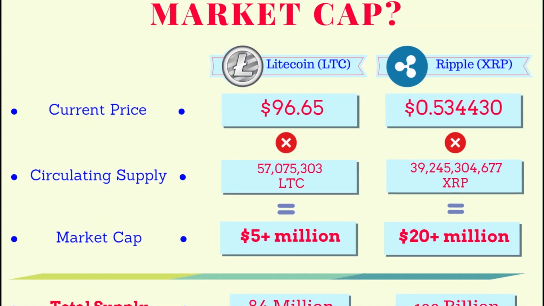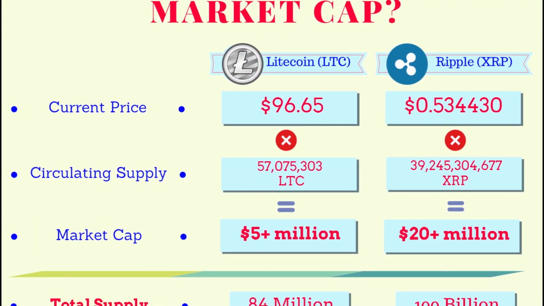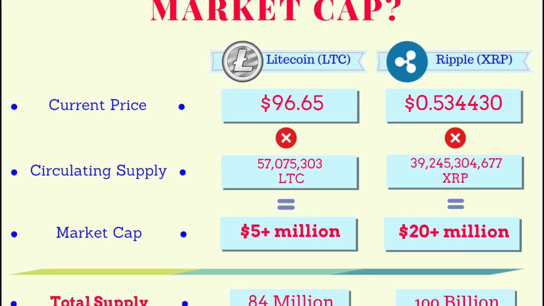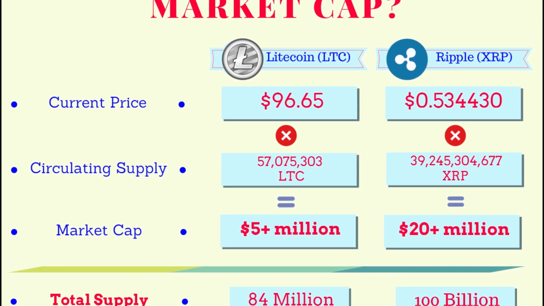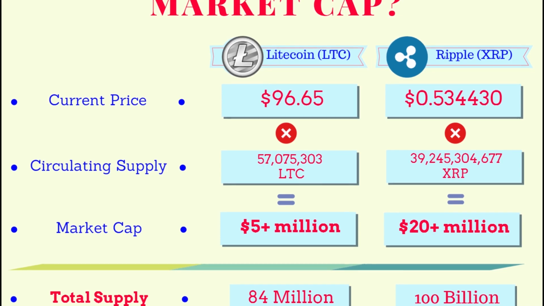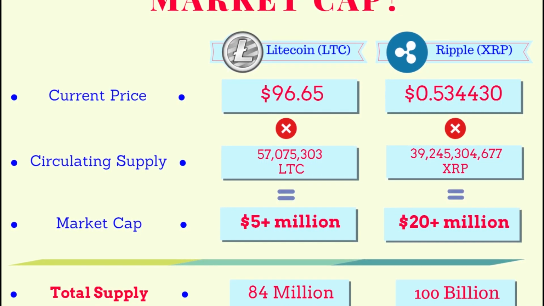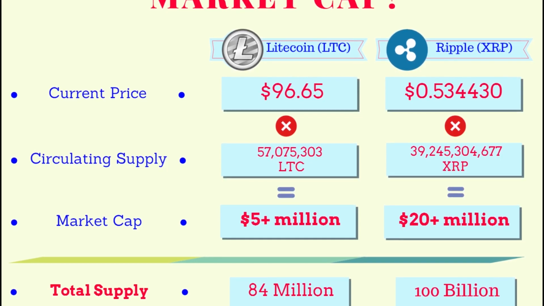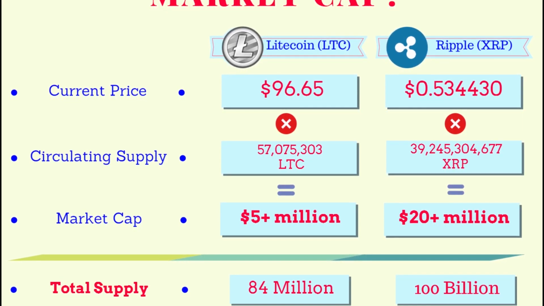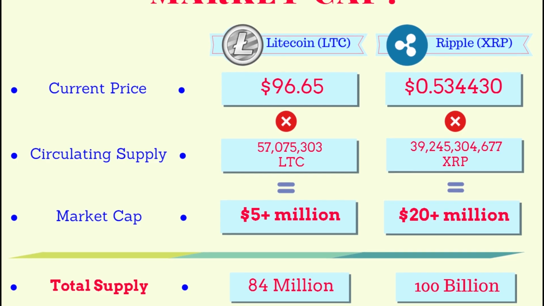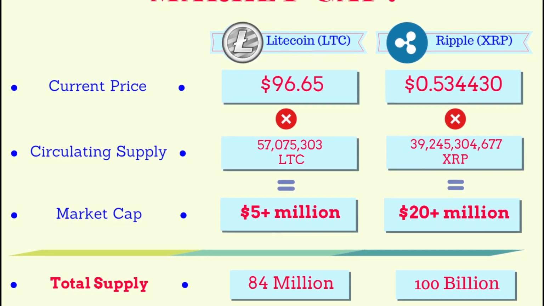Market cap. This refers to the worth of a crypto network. It's a simple calculation where you take the number of coins in circulation and multiply it by the price of the coin. For example, Ethereum has 100 million coins in supply and it has a price of $1,000 per coin. The market cap would then be 100 million times 1,000, which would give the market cap of Ethereum at around $100 billion.